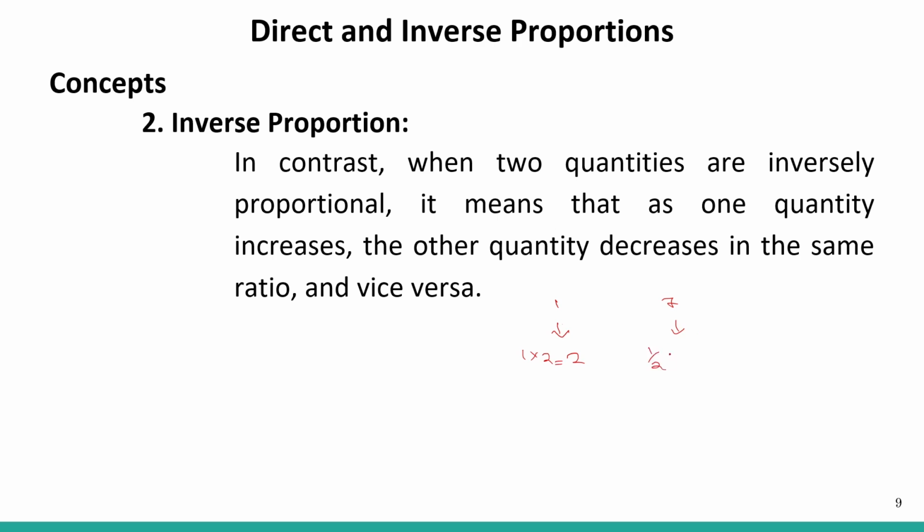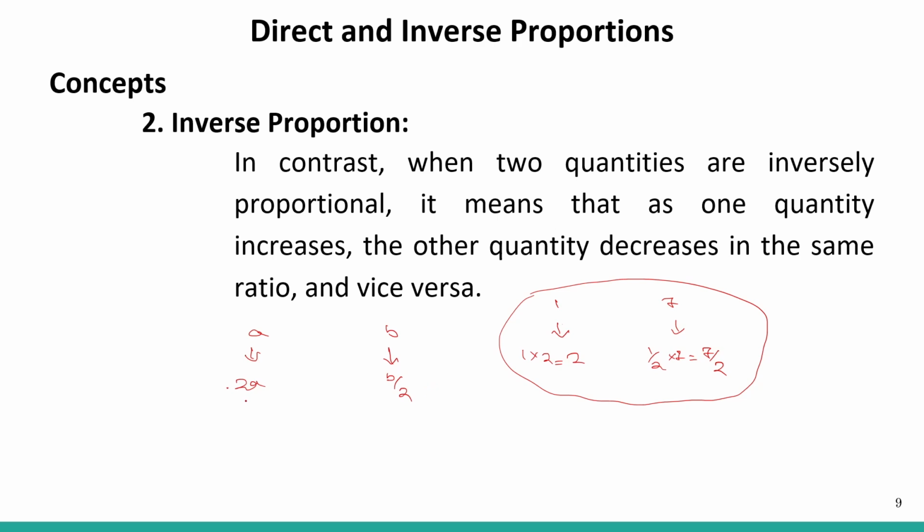So 1 by 2 is actually multiplied with 7 is equal to 7 by 2. So this kind of ratio, this kind of relationship being followed, then it is called what? Inverse proportion. So if you have an abstract number a and b and say that a is inversely proportional to b. So if a becomes double, so if a becomes 2a, then b becomes b by 2.